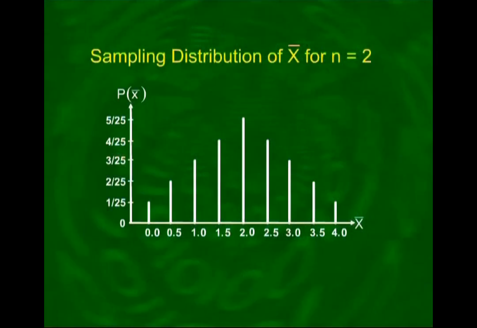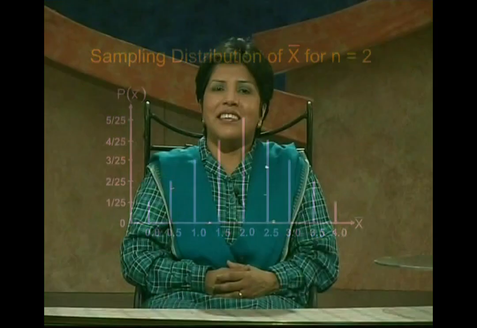Shape mein hum bada interested rehte hain. Is it symmetric? Is it skewed? Let us look at the shape of this particular distribution. As you now see on the screen, if we plot x bar along the x-axis and the probabilities along the y-axis, we obtain the vertical line segments which yield an absolutely symmetric triangular distribution. Now, aapne dekha ke bilkul hi symmetric hai aur triangular hai.